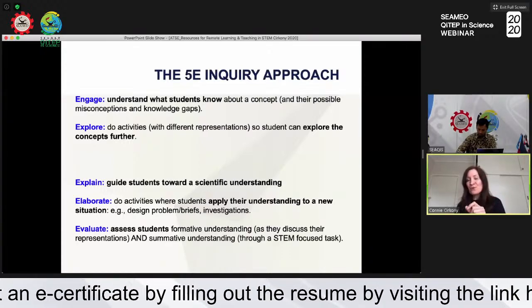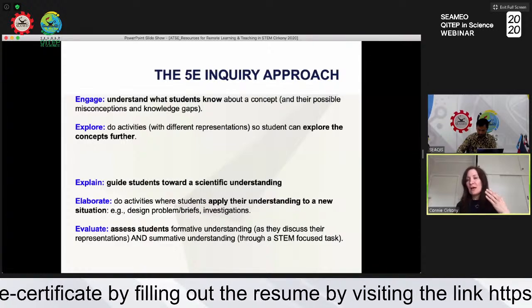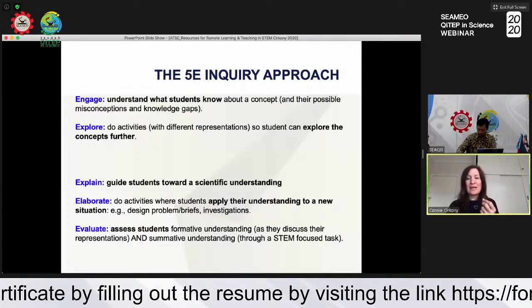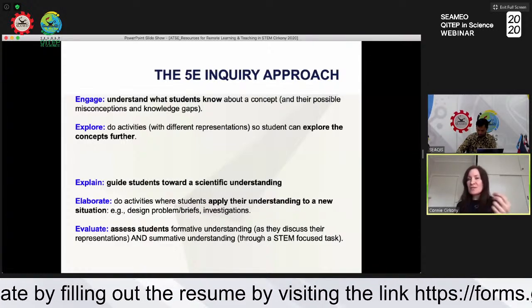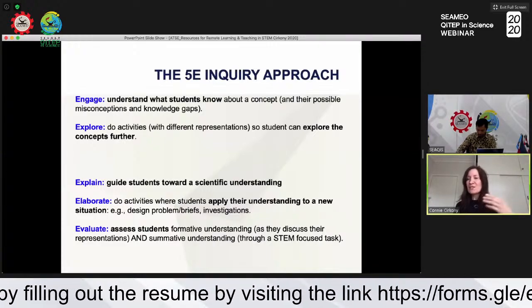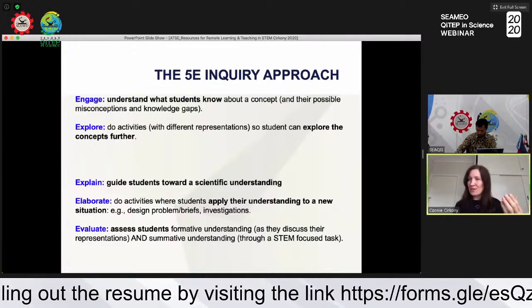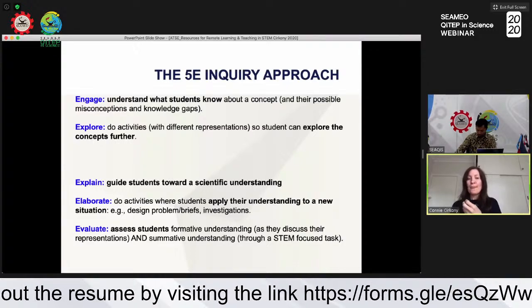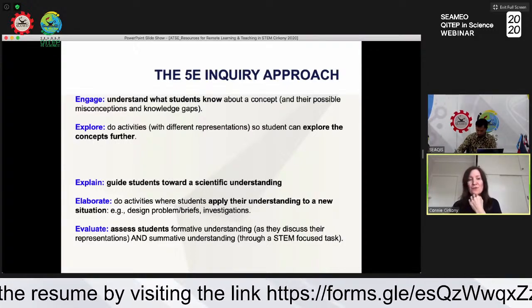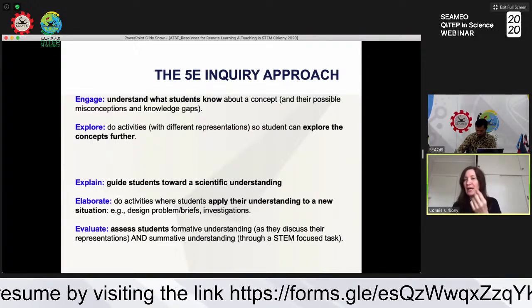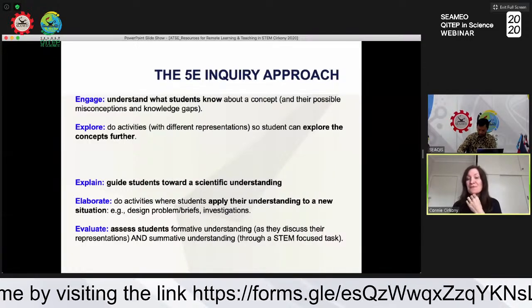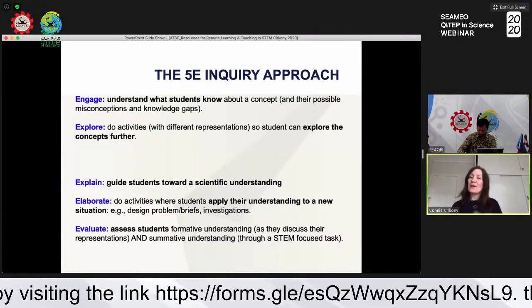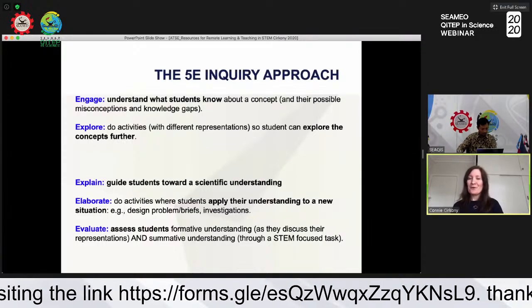And throughout this process, assessing students' understanding. So every time you're discussing their representations, you get an idea of what the students might know and where they need to go. And of course, if you do an activity like elaborate, you can make that as a summative task. And that's another way that you evaluate their understanding.